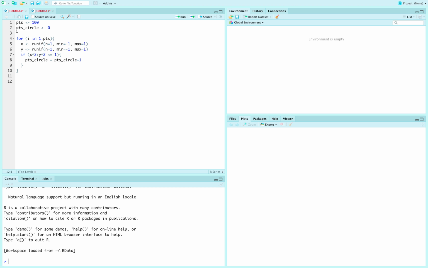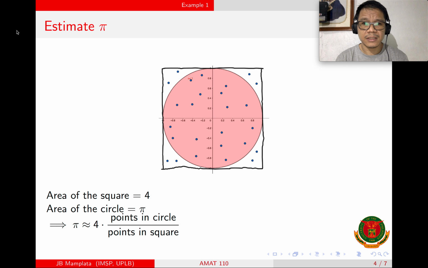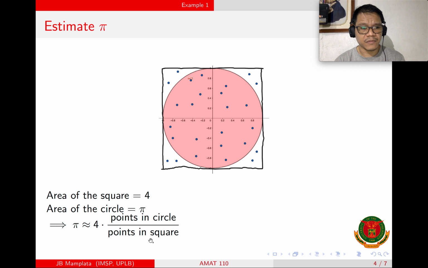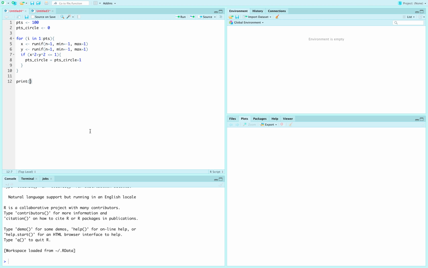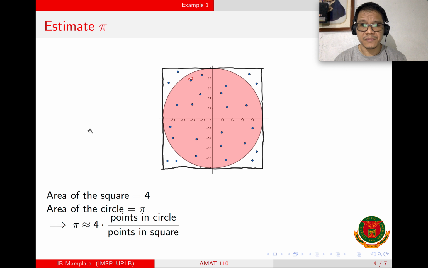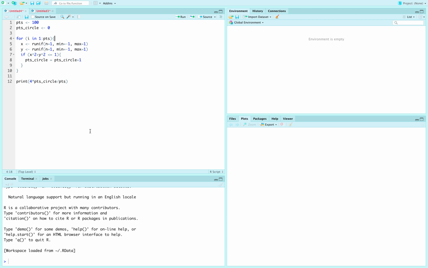And after that is we will print the result. Ano nga ulit yung result natin? Ang result natin is 4 times the number of points inside the circle divided by the number of points inside the square or the total number of points. So if we print natin 4 times yung points inside the circle divided by the total number of points. Okay? So let's see the result.